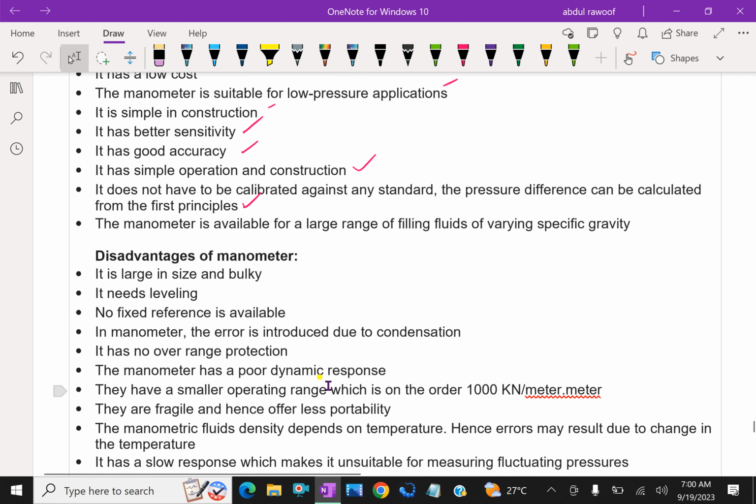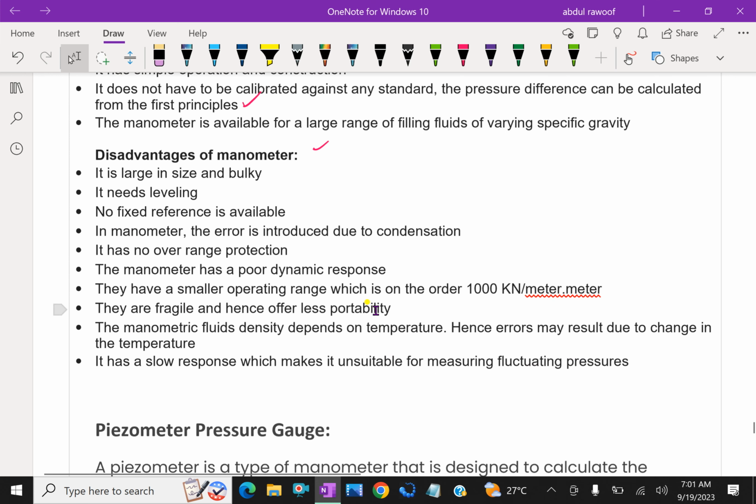Disadvantages of manometers are it's large in size and bulky. It is not easy to fit wherever you want. It needs leveling. You have to keep it in a level position, then only you can measure the correct reading. No fixed reference is available. In manometer, error is introduced due to condensation. It has no overrange protection. The manometer has a poor dynamic response. They have a smaller operating range, which is on the order of 1000 kilonewton per meter square.